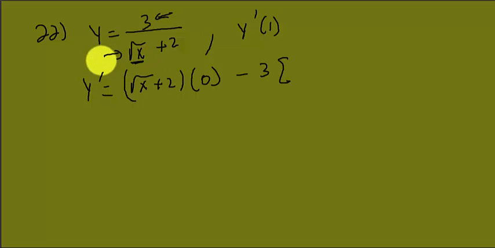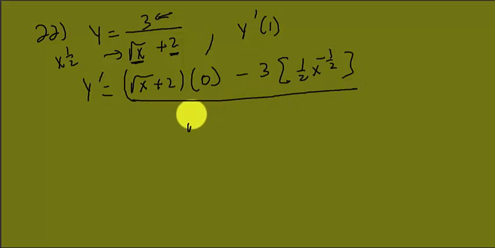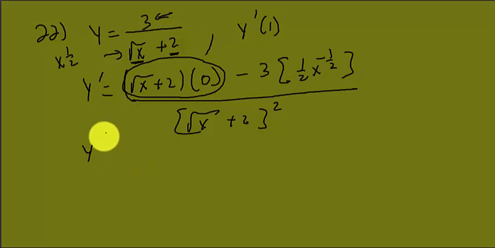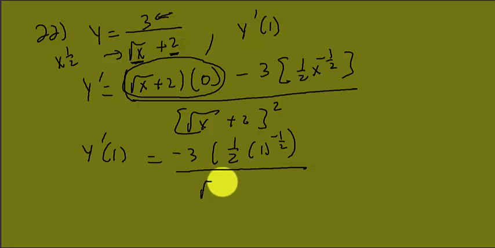That's really x to the 1/2, so that's going to give me 1/2 x to the negative 1/2, and then the derivative of the 2 is 0. All that's going to be over the denominator, which is root x plus 2, quantity squared. This is going to go away when you multiply by 0, so the only thing I have to do is plug in 1. I'm going to have negative 3 times 1/2 times 1 to the negative 1/2, all that over the square root of 1 plus 2 squared.